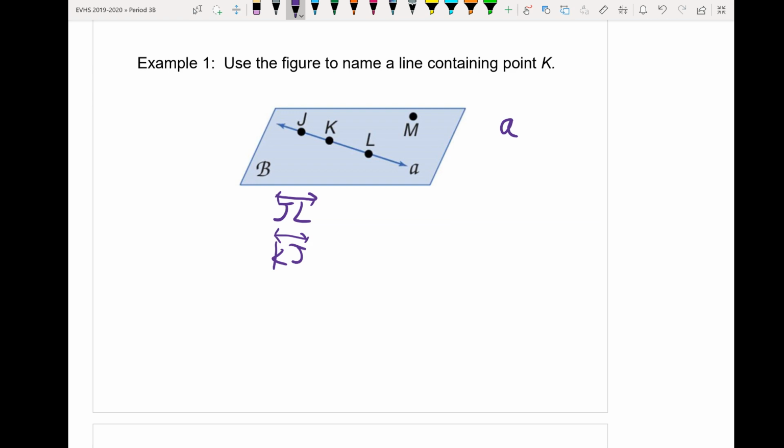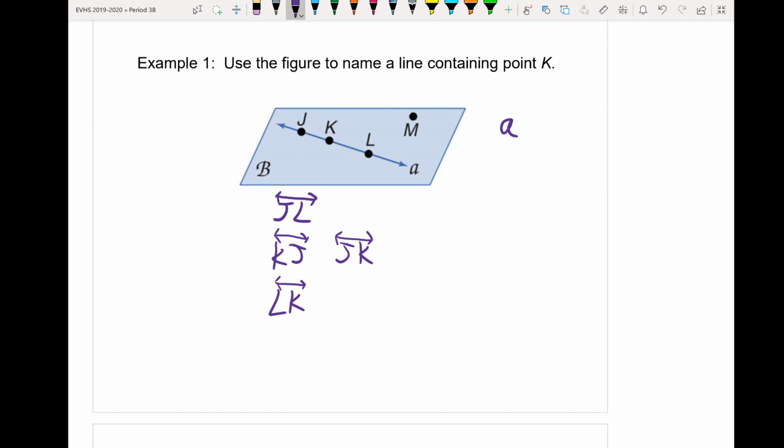Daniel, what do you got? Line JK. Line JK also works. All right. Jackson? Line LK. Line LK also works. And I've got two more.